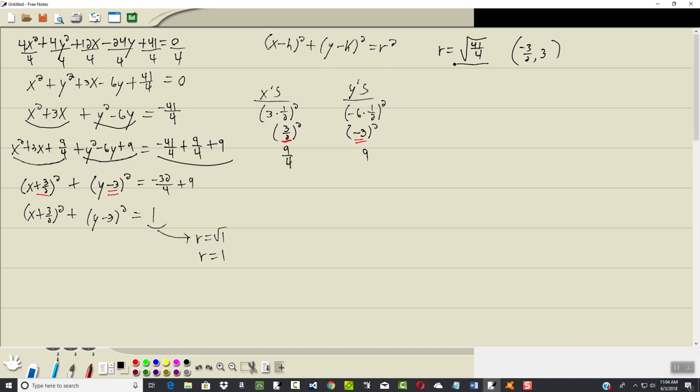You're wondering specifically about the radius. I can't see your steps, but if I had to guess what you did wrong, I'm guessing you didn't add... well, even then you would still have a negative 41/4 over here, not a positive 41/4. But that's how they get the radius of 1.